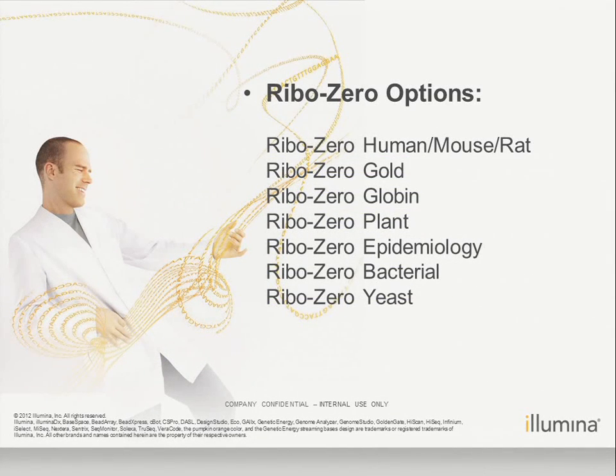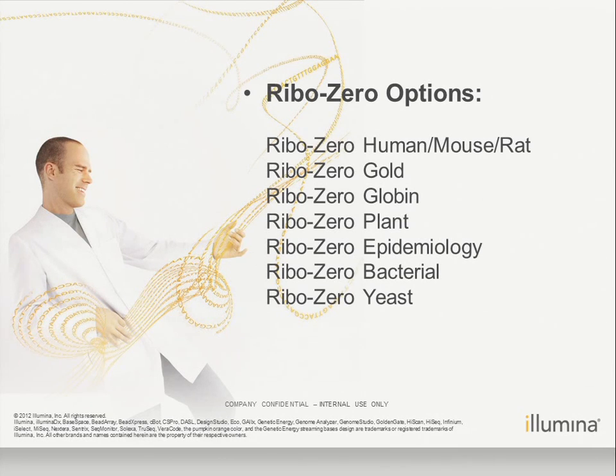So for the total RNA options, we have different kits, depending on your research. The first one removes the cytoplasmic ribosomal RNA from human, mouse, or rat. This one not just removes the cytoplasmic RNA, but also the mitochondrial RNA. And this one additionally removes the globin mRNA from the human, mouse, or rat samples.